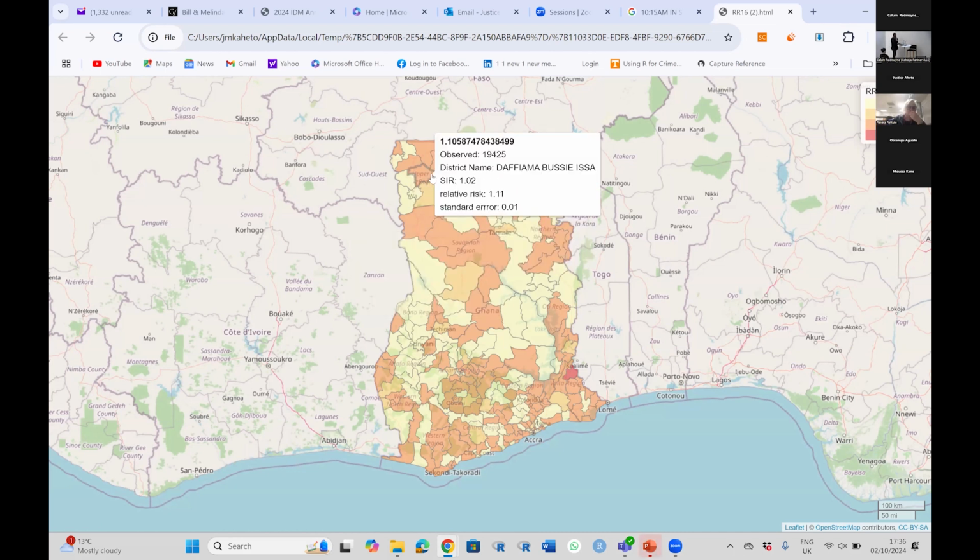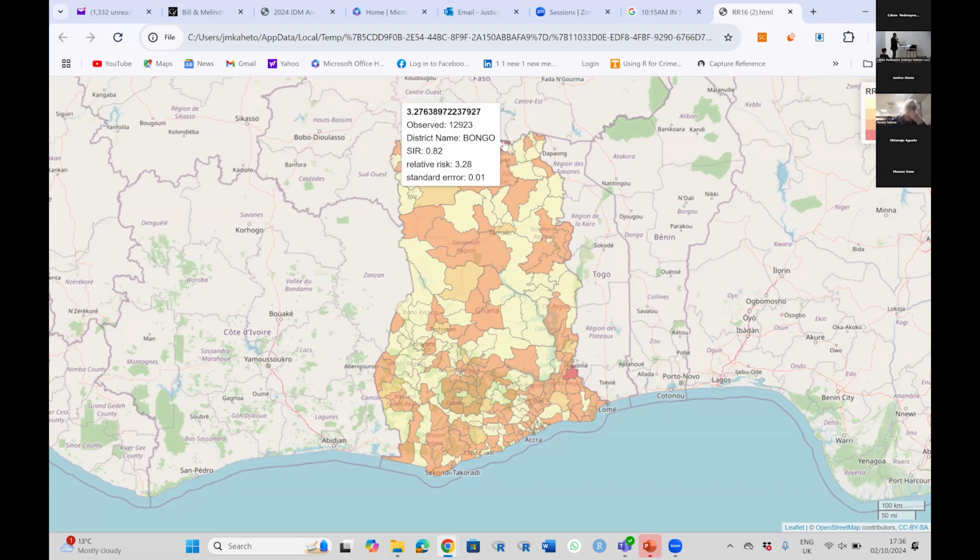There's a guy here, or somebody here, looking a bit red. So let's go and see who is there. Let me cancel this. So once I put a cursor, it gives me the relative risk at that location. It gives me the total number of children who tested positive for malaria from that district. It gives me the district name. It gives me the SIR value, the relative risk, and the standard error. So even if a policymaker is not good at reading maps, just by putting your cursor, you get all this information. You don't need to struggle. If I move that to another location, it does the same thing.